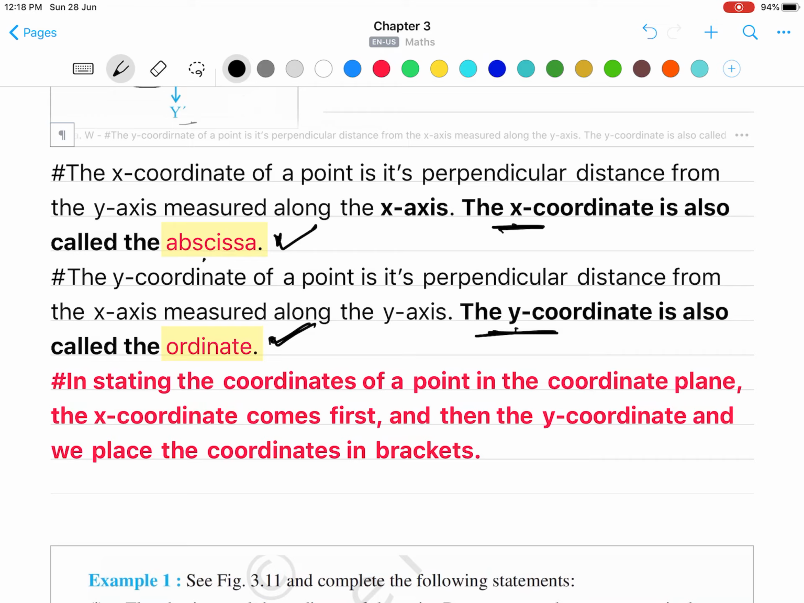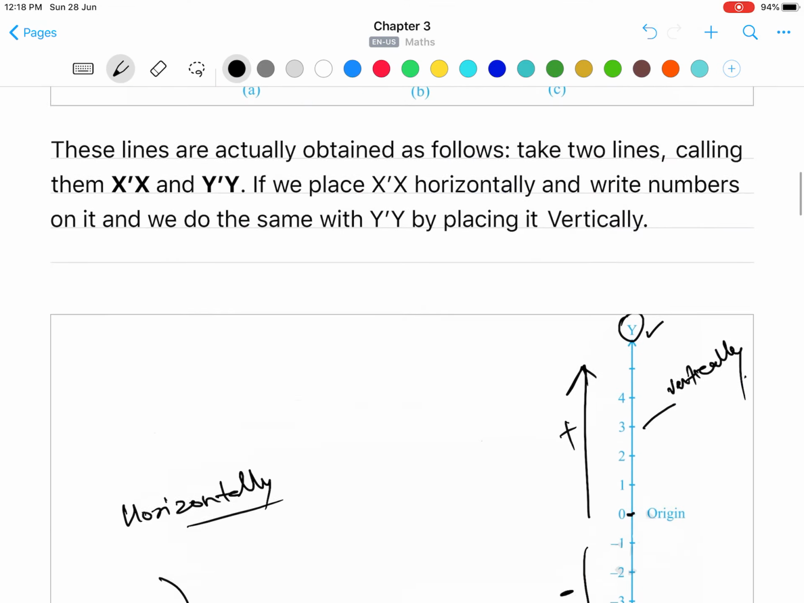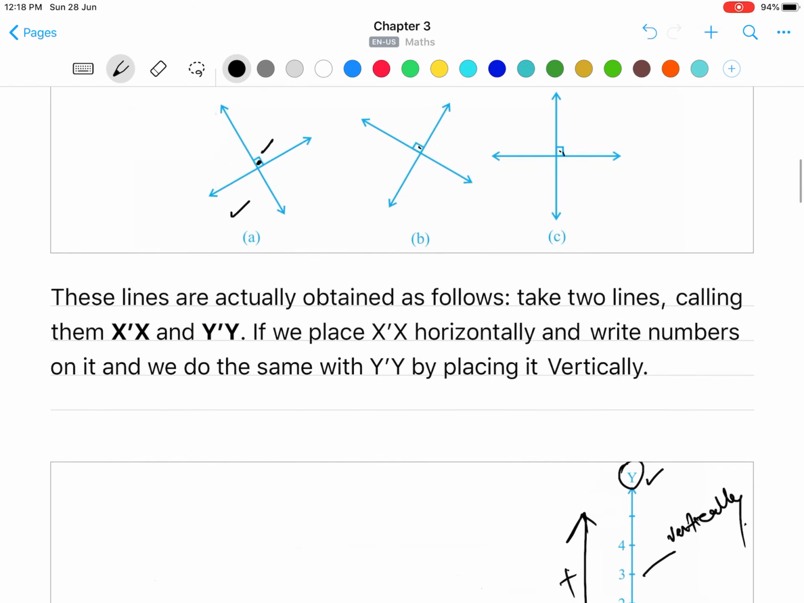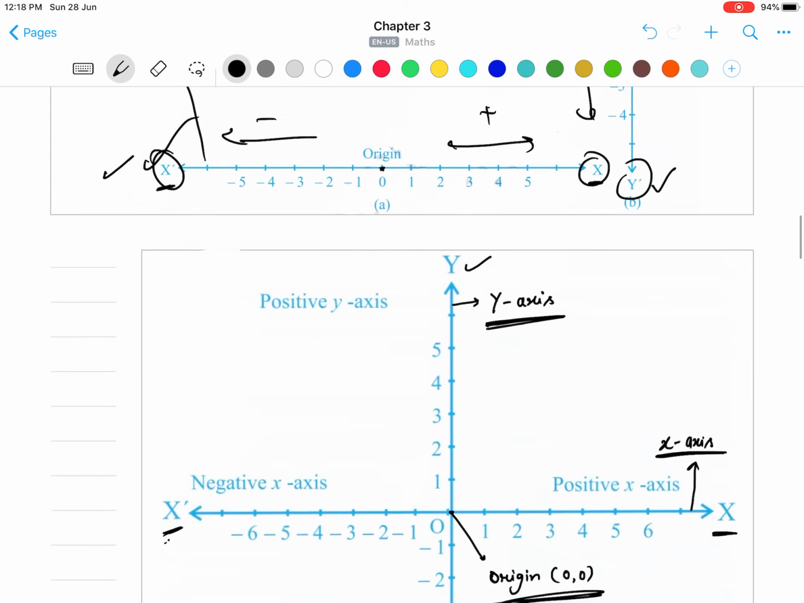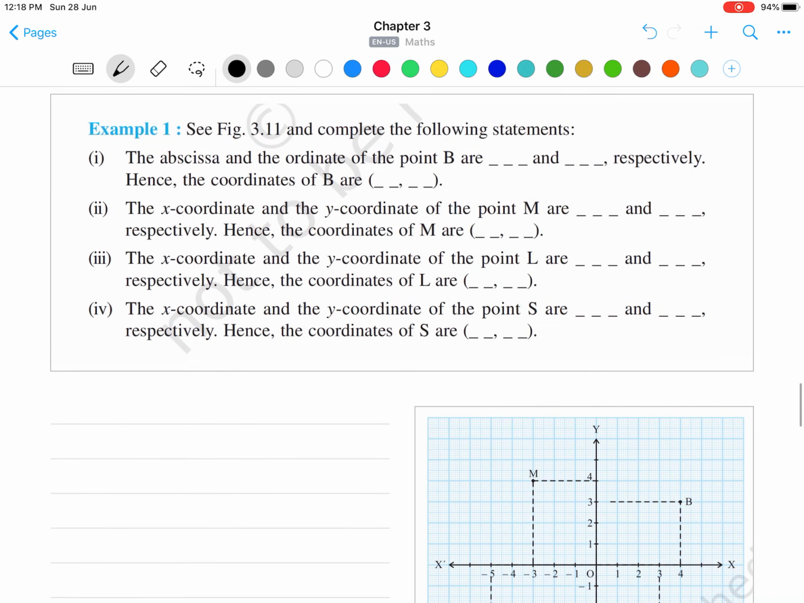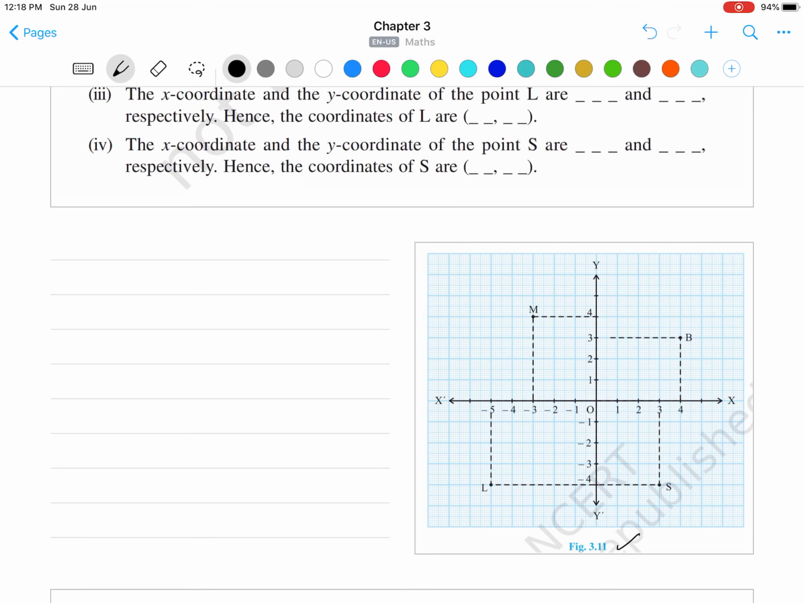Okay, so that's all you have to know before starting the exercise or the questions of this topic. This is all the basic explanation of the Cartesian system. So then let's see one question. We have example number 1 from your NCERT textbook. The question is, see figure 3.1. So we are given this figure 3.1.